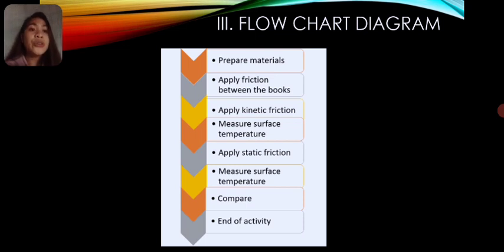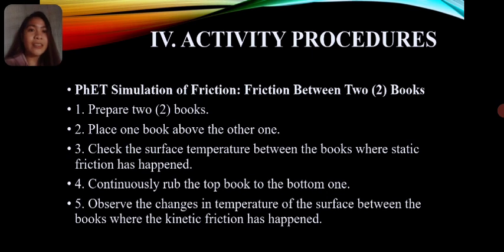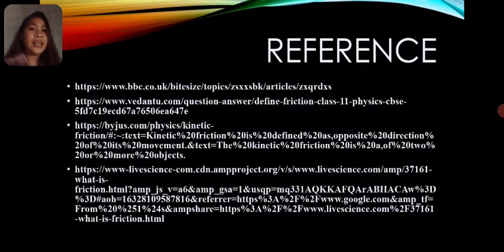And then, after we measure the surface temperature of the static friction, we are going to compare their measured surface temperatures, the changes in their temperature. And then, after comparing, we are going to end the activity. So, as I said, the activity procedures are just the same as the flowchart diagram. And then, next are the references. These are the references of this simulation project proposal.